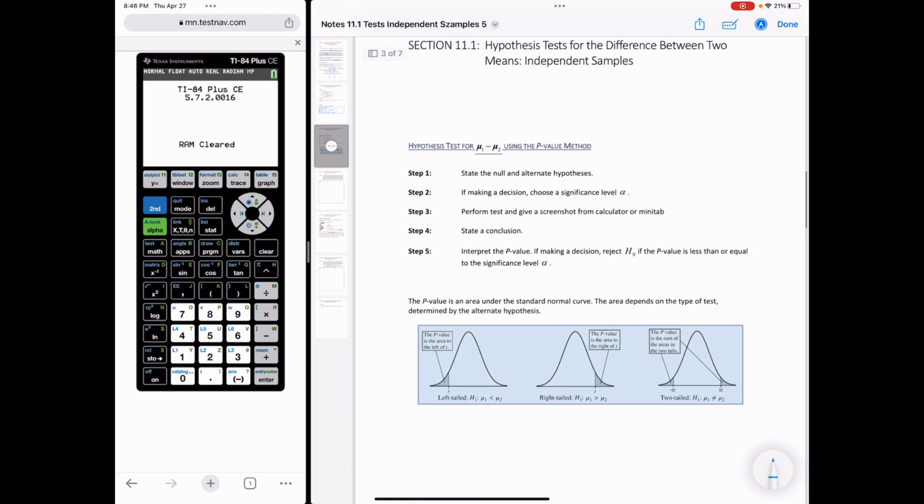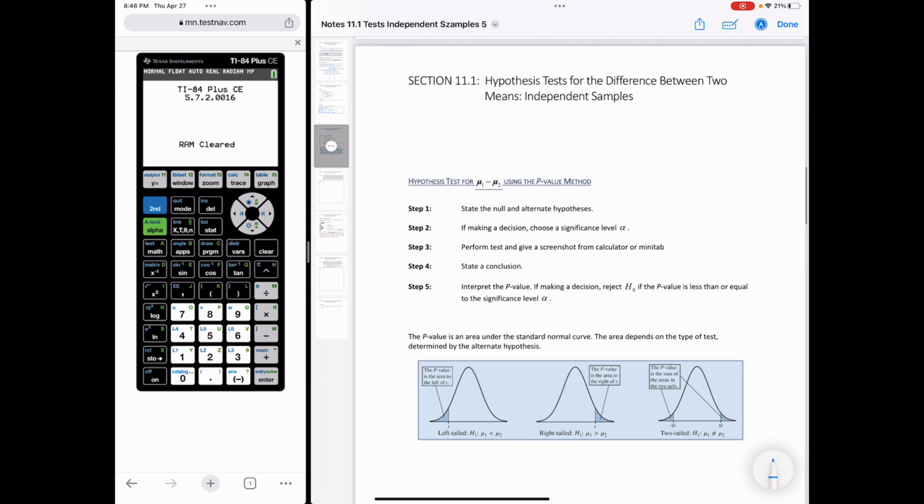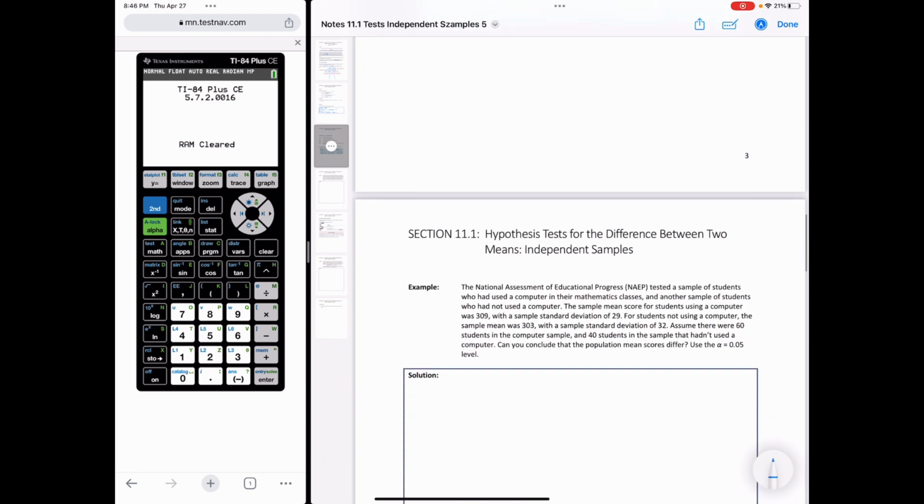We're going to skip this page. I'm going to show you how to do the test on the next page. You can look back at this if you need to later.